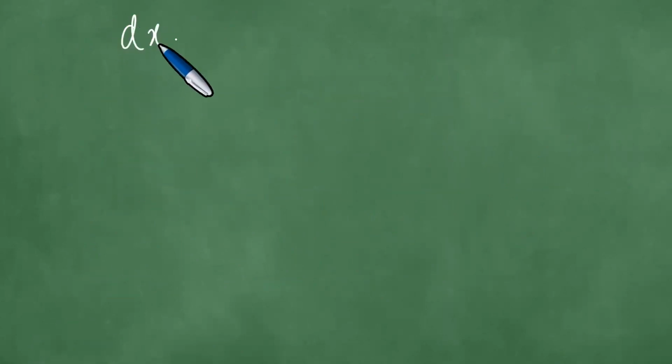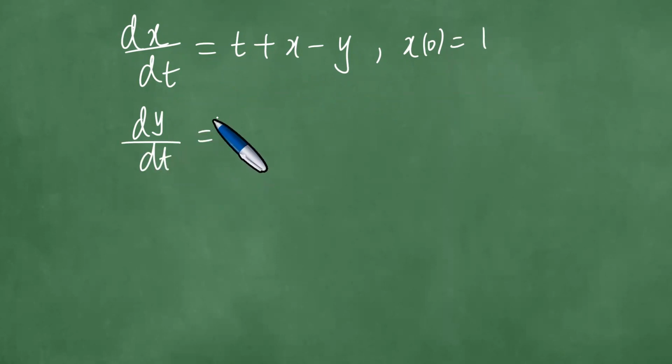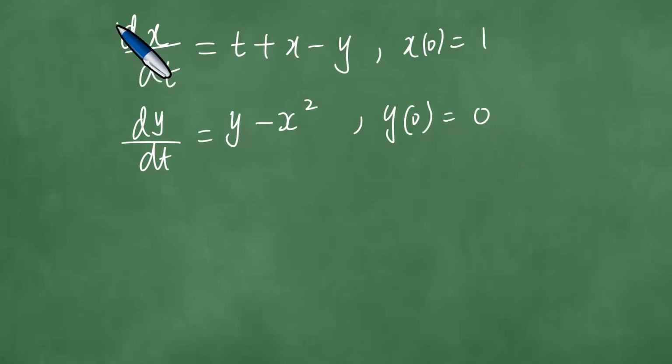So which means therefore that dx/dt is t plus x minus y, x at 0 is 1, and dy/dt equals y minus x squared, and y at 0 is 0, like this. Okay, so this is the question that appeared in November. Now let us see what actually had to be done here.